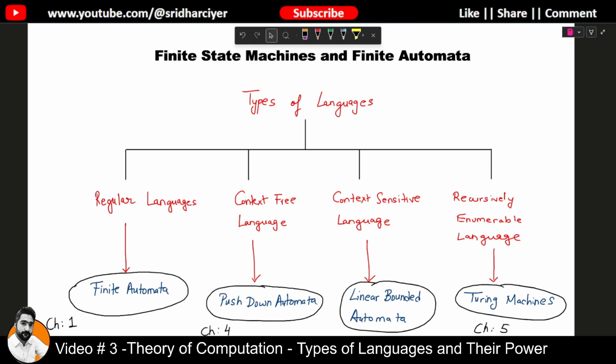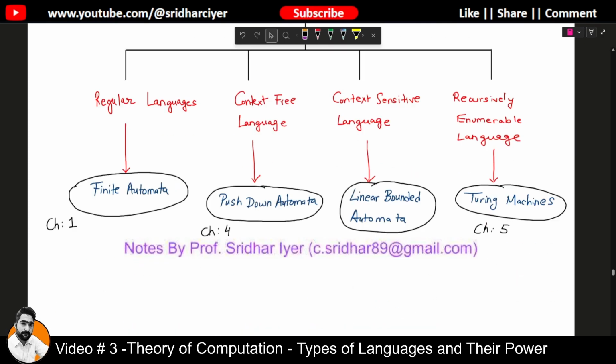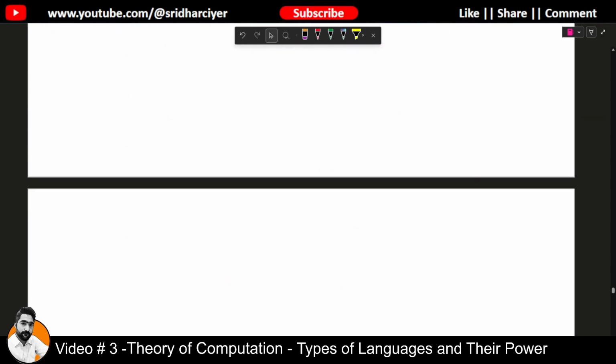this subject, what are the various machines involved with those languages, that is, which are the machines that accept those languages, what is the power of those machines, which machine is stronger, which machine is weaker, as in which inputs can be accepted by which machine, which machine is the most powerful. We will learn about that in detail in this particular video, followed by what are the various types of automata.